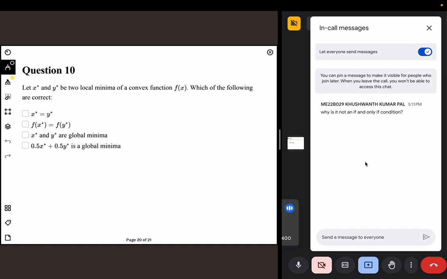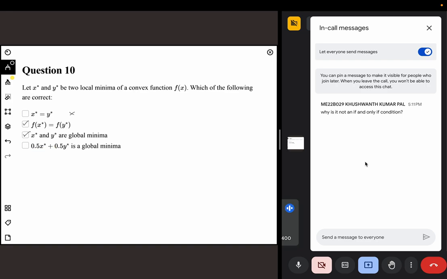Okay. So we have two local minima for a convex function. Which of the following are correct? We have discussed all of this before. So B, C, D. We have just discussed that even when you have multiple minima, all of them need not be equal. So this may or may not be true always. But since it has to have a global minima, whatever local minima you have, the objective function should be the same for all of them. So this is true. They are global minima for sure because it is a convex function.